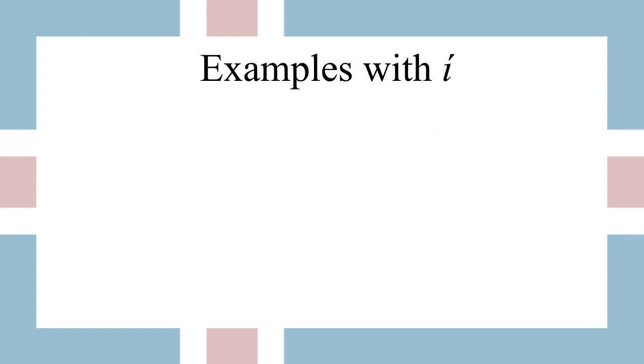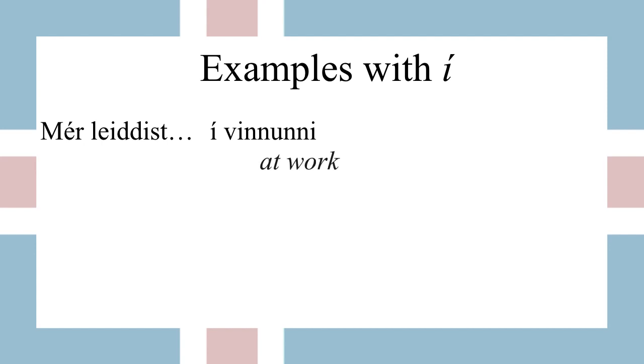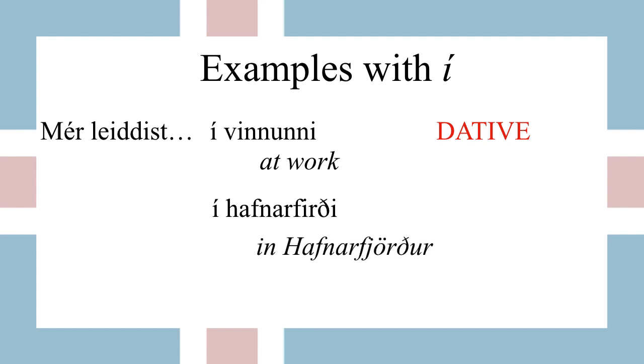So those same places, let's use a different sentence. Mér leiddist, meaning I got bored. Í vinnunni. Now, this is dative, and it means I got bored at work. Or mér leiddist í Hafnarfirði. I got bored in Hafnarfjörður. Or mér leiddist í skóla. I got bored in school.